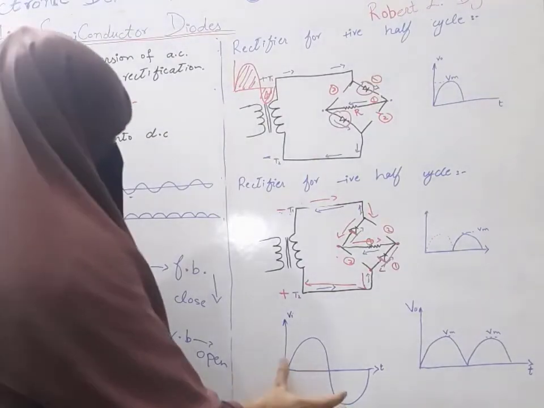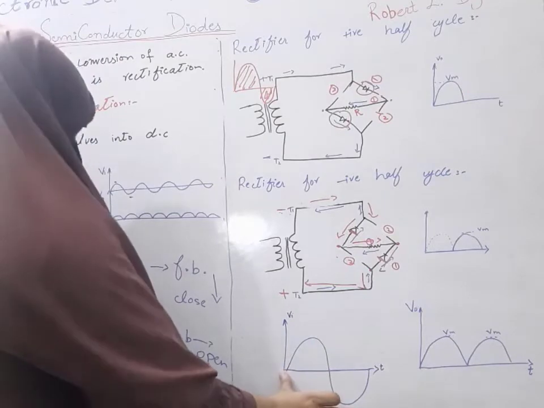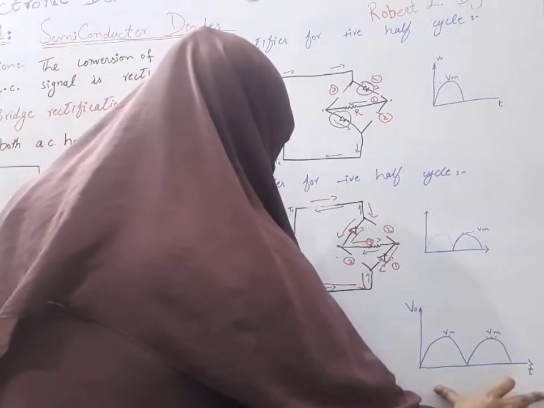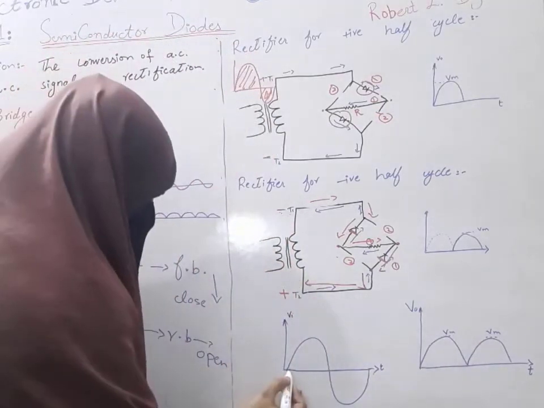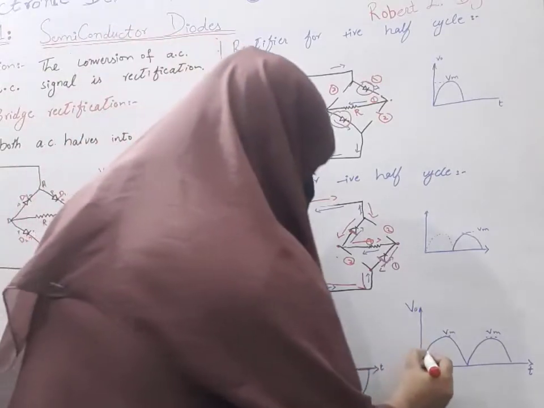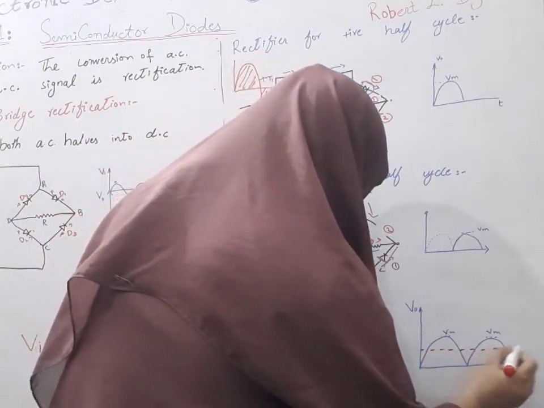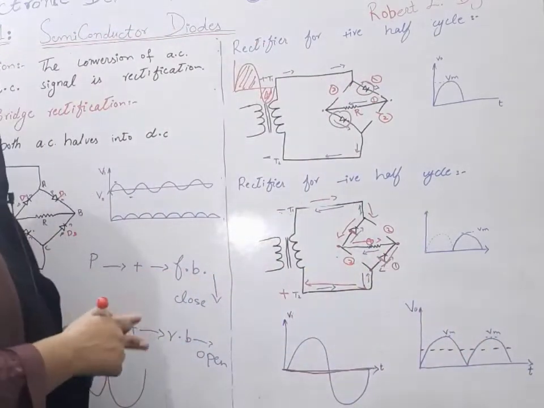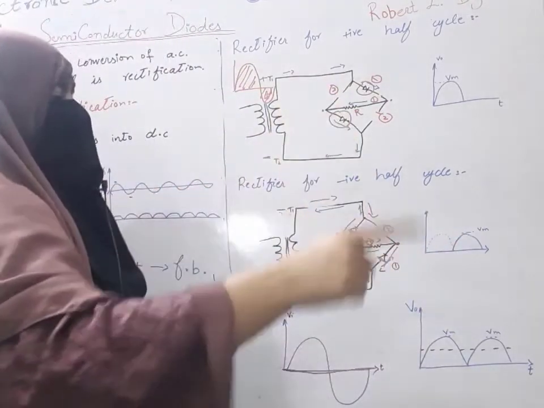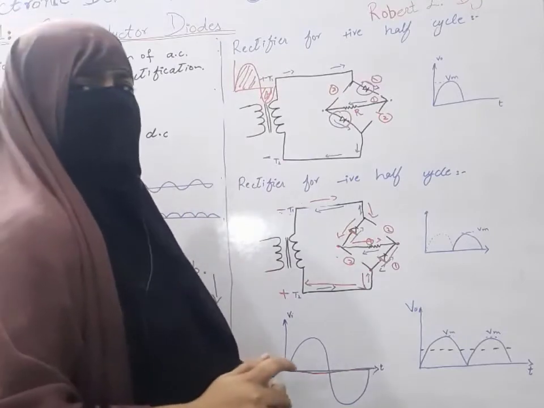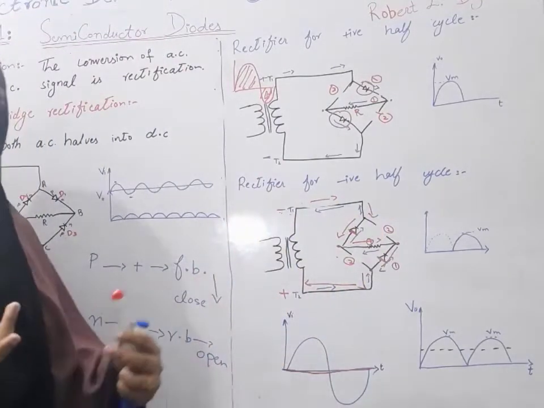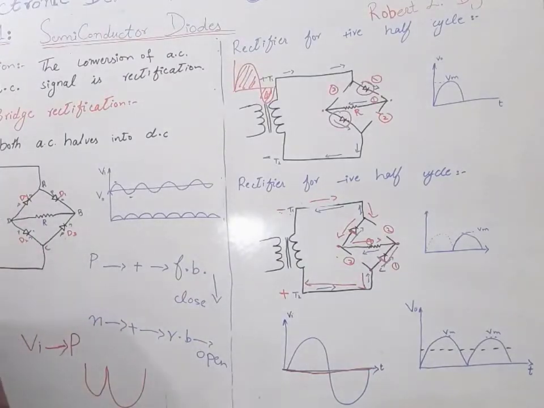So this is our input voltage, and we will get the output voltage like this. This is our DC level. DC level is here, but in this case our DC level will be here. This is not in DC form. This half cycle is not in the DC form. This is again in the AC form. We have to use a filter to convert this AC form into the DC form.